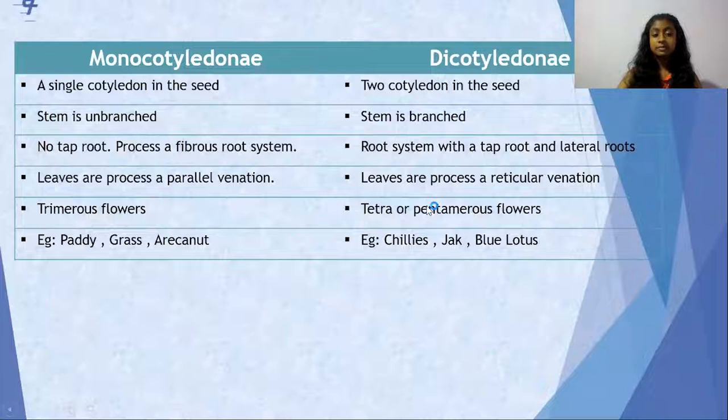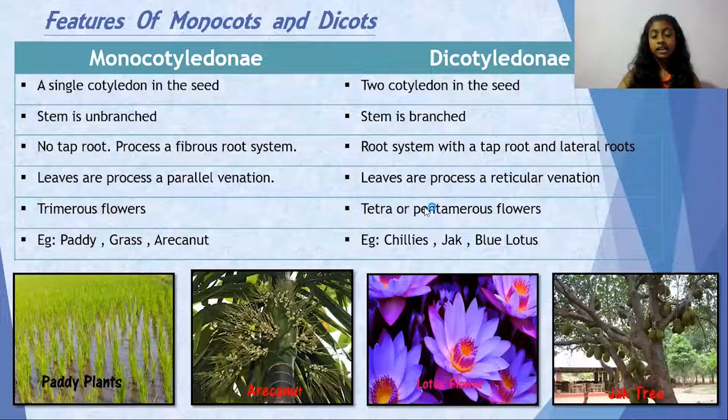Monocotyledon plants have a single cotyledon in the seed. Dicotyledon plants have two cotyledons in the seed. Monocotyledon plants are unbranched. Dicotyledon plants are branched. Monocotyledon plants do not have a taproot; they possess a fibrous root system. Dicotyledon plants have a strong root system with a taproot.